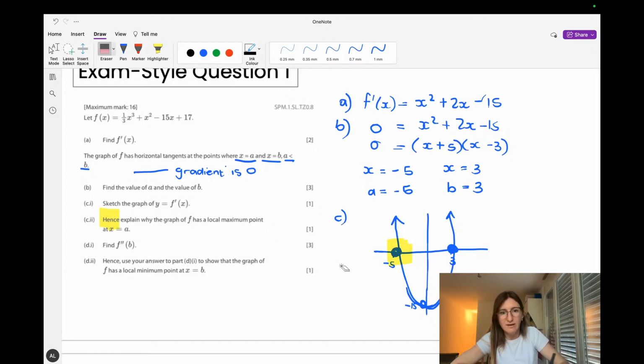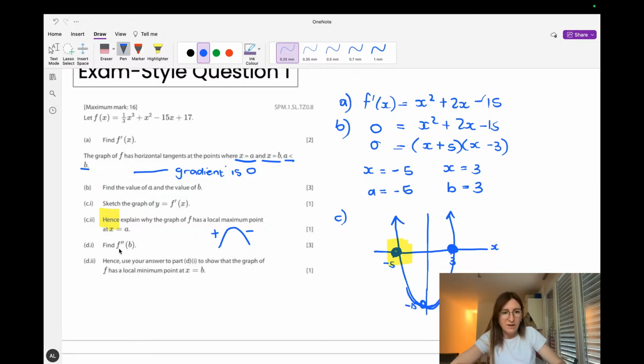So why does the graph of f have a local maximum at minus 5? And how can we tell that from this graph? Well, because our graph is going from positive to negative. So if you think about a maximum point, it's going like this. It's going from positive to negative. And here you can see the graph, if we're looking from this side, it's going down over the x-axis. So here it's positive and here it's negative. It's going positive to negative. And that's why it has a local maximum at x equals a.